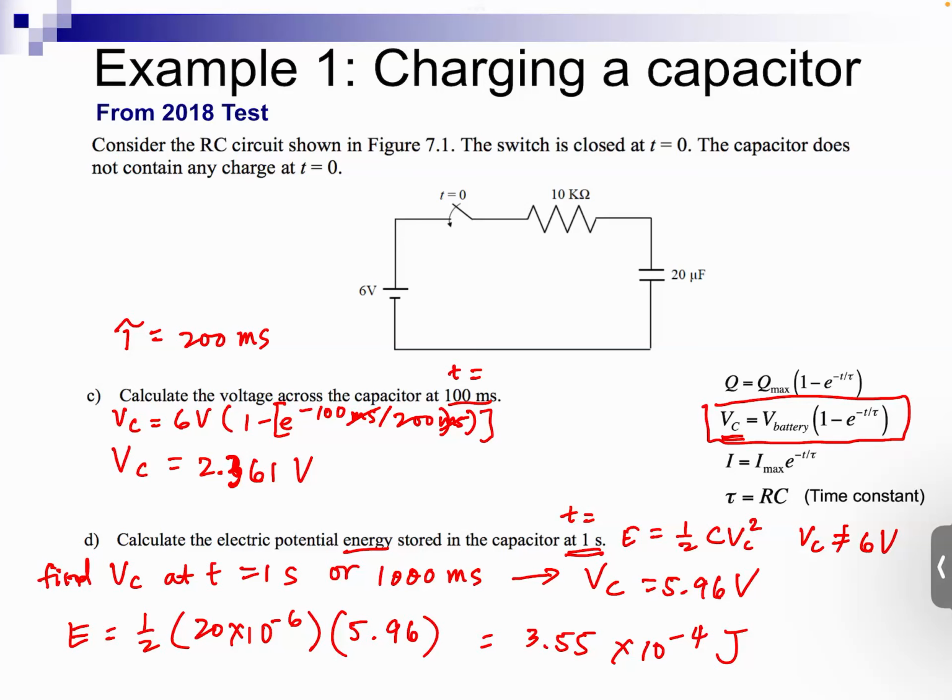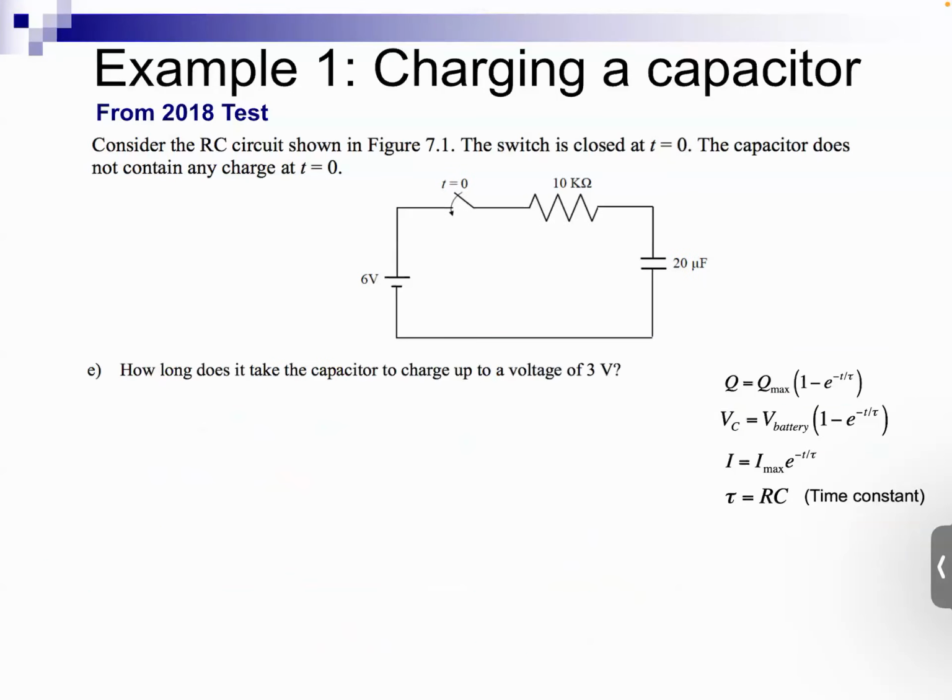Okay, and the last question needs a little bit more math. So let's go to the last question. How long does the capacitor take to charge up to a voltage of 3 volts? So we're talking about voltage. It's this equation here, but what we want to find is the time t. Right. So we were given that the capacitor has charged up to a voltage of 3 volts.